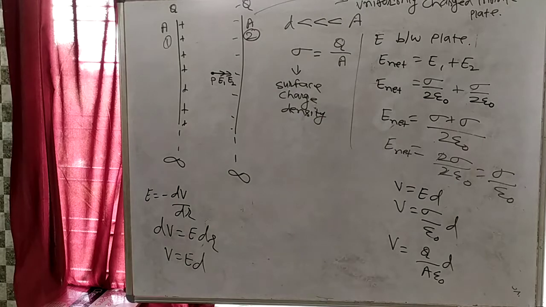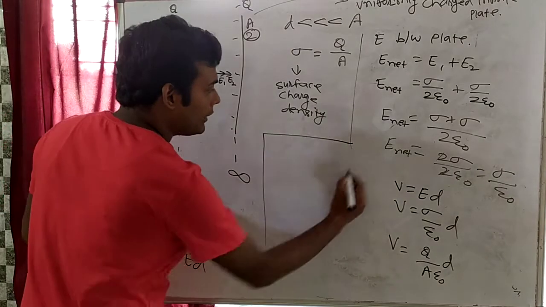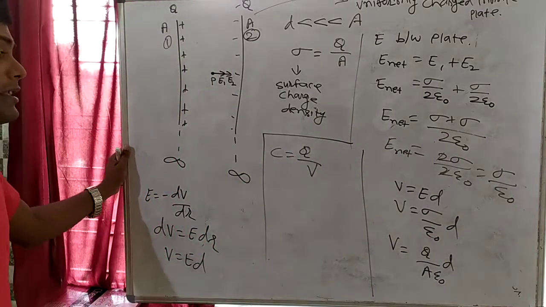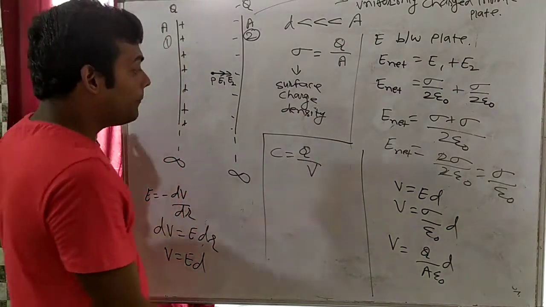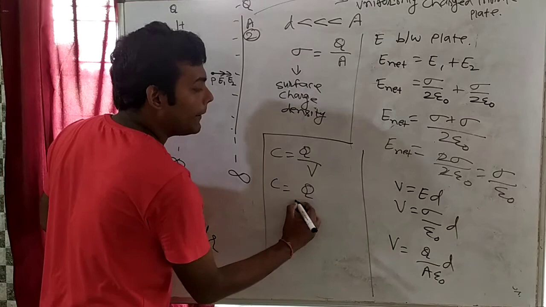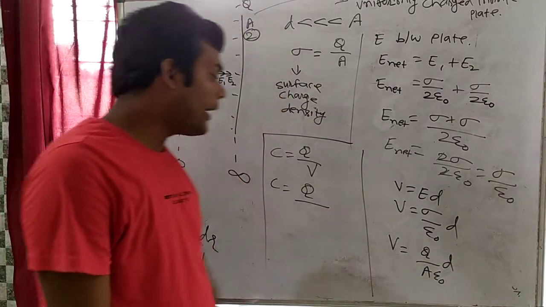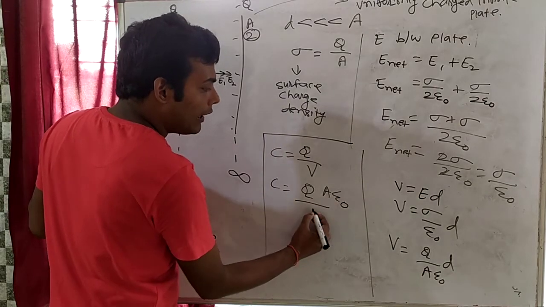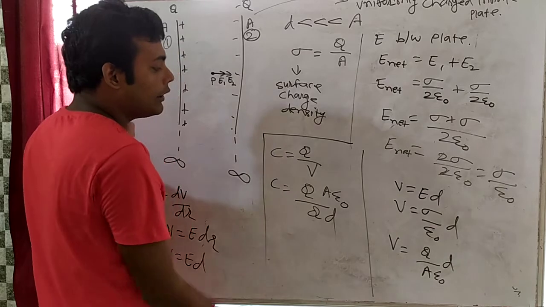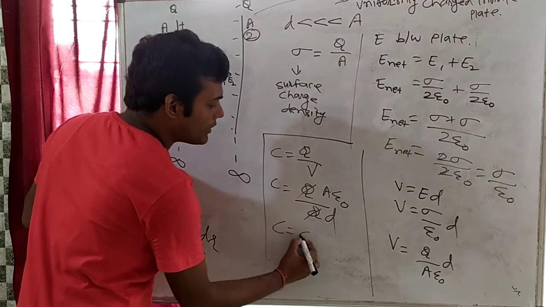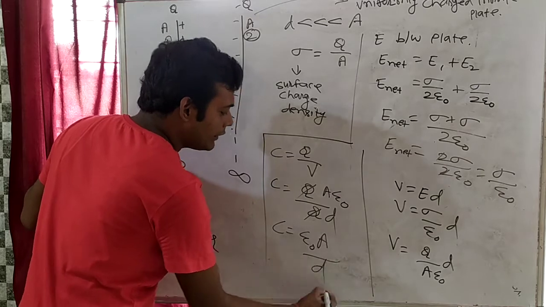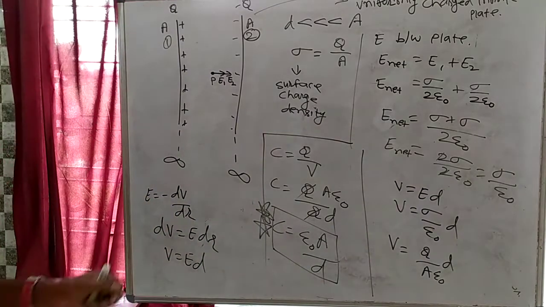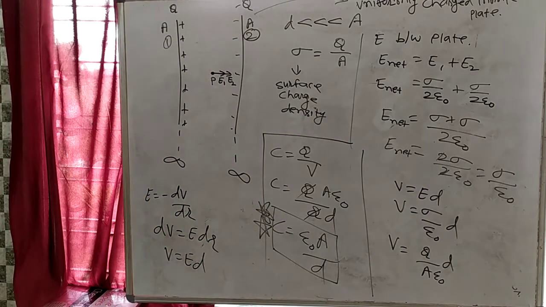And what is C? What is capacitance? Capacitance is equal to Q by V. Putting V equal to Q d by A epsilon naught, A epsilon naught will come up and Q d will go down. Q and Q will cancel. So C will be epsilon naught A by d. This formula is very important: capacitance is equal to epsilon naught A by d.